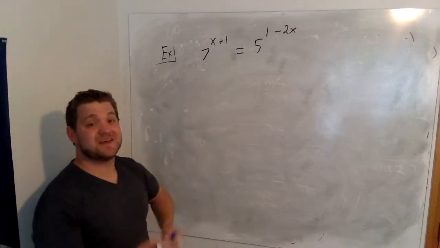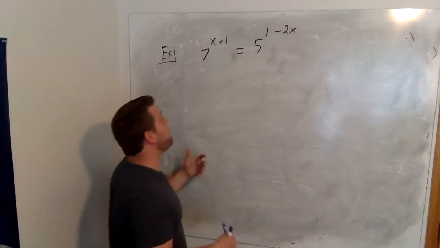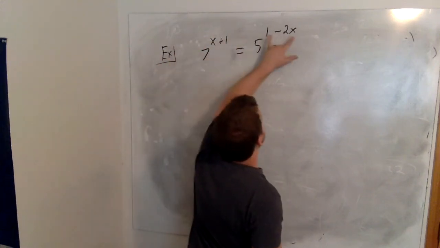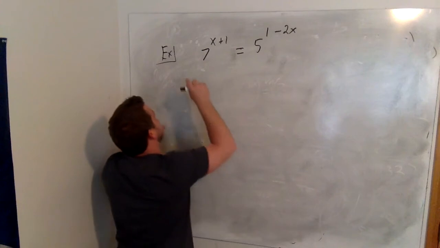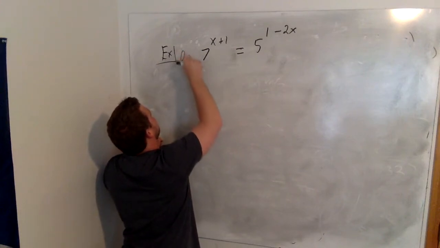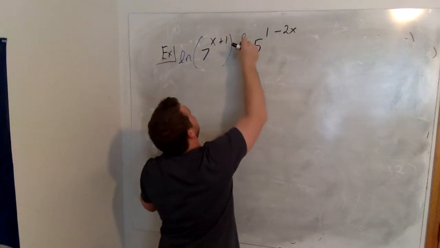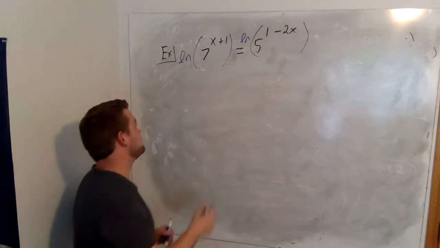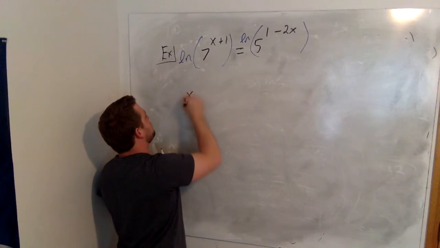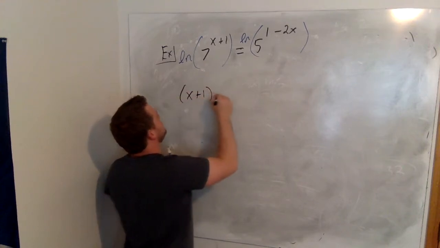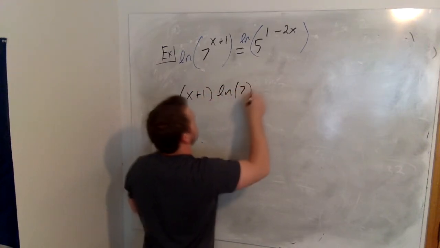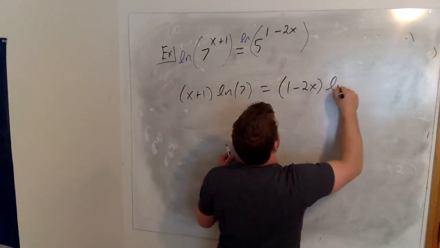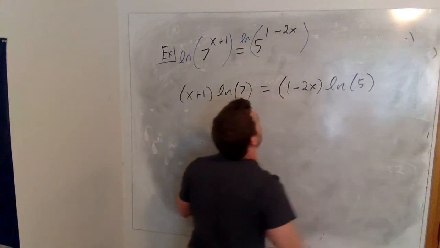So what are we going to do? Well, now we're ready to take the natural log of both sides. What do we want? We would really like for these variables to get out of the exponents. So first step, we're going to take the natural log of both sides. And you could use log base 10 if you'd like. It's very common just to use natural log. Okay, the x plus 1 will come out front, so we get x plus 1 times the natural log of 7 will be equal to 1 minus 2x times the natural log of 5.